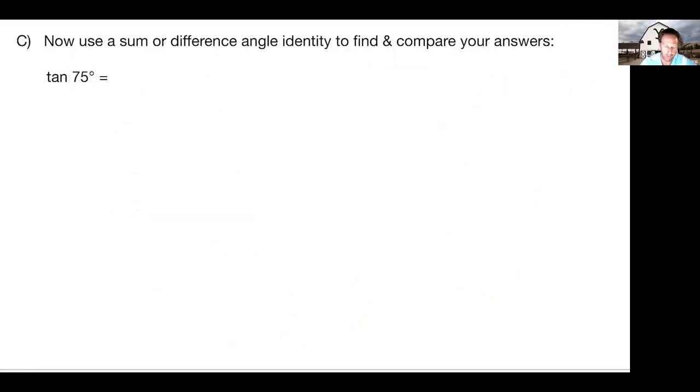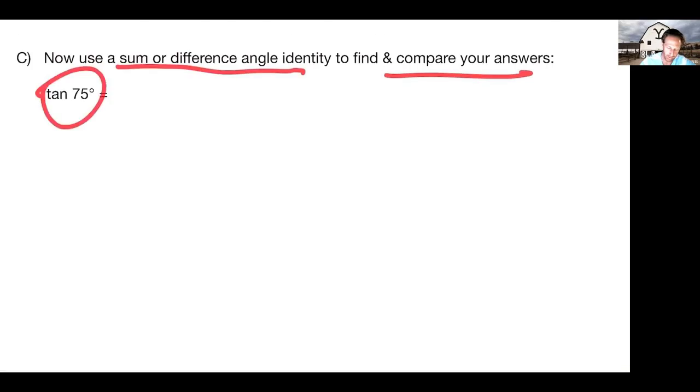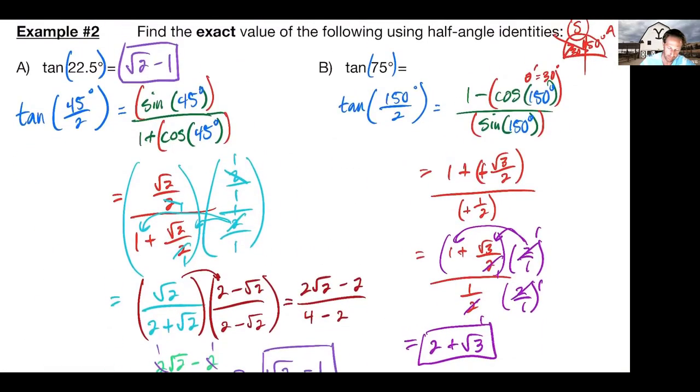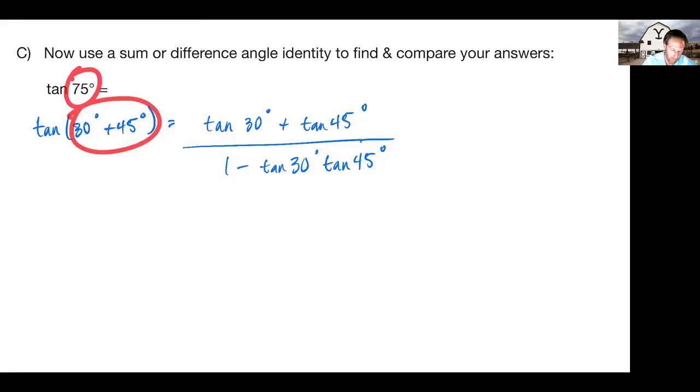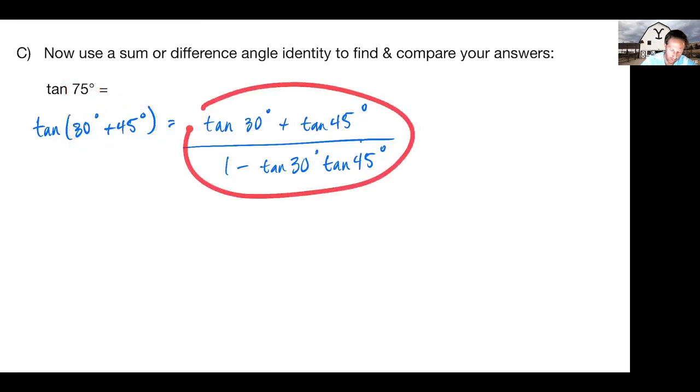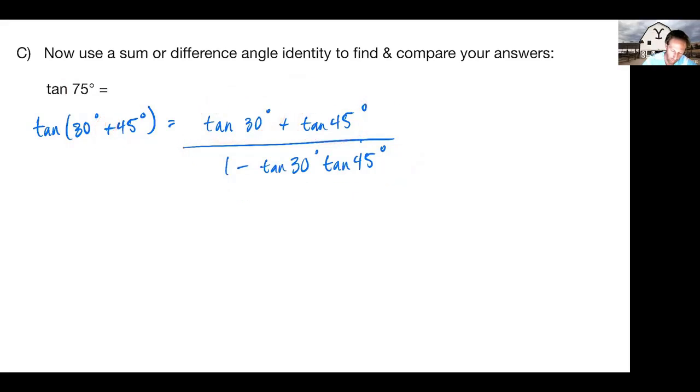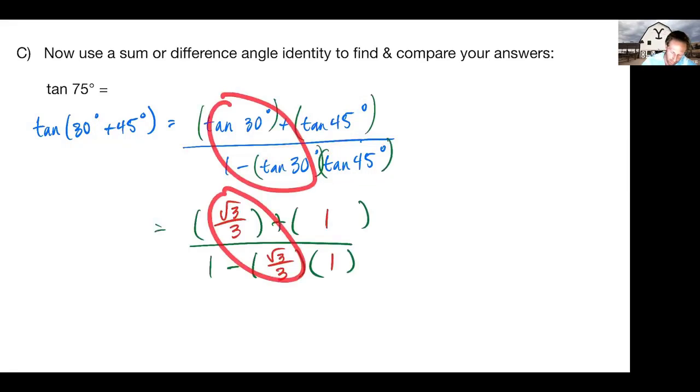Now, just to prove a point, let's go ahead and do this one more time, and let's use the sum or difference identity to compare our answer for that last one that we just did, the tangent of 75, which we got was 2 plus root 3. Let's see what we would get for that. So I'd rewrite it as 30 plus 45, and then rewriting that sum formula, tangent of A plus tangent of B over 1 minus tangent of A times tangent of B. Then evaluating that would give me tangent of 30 is root 3 over 3, tangent of 45 is 1.